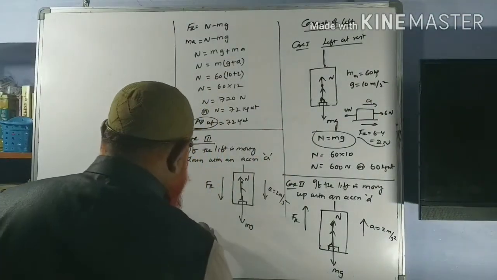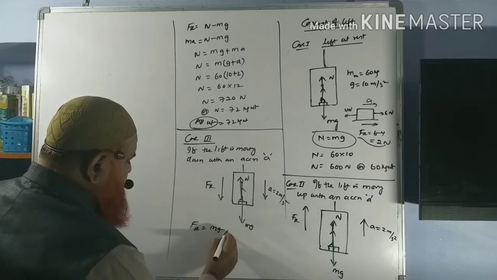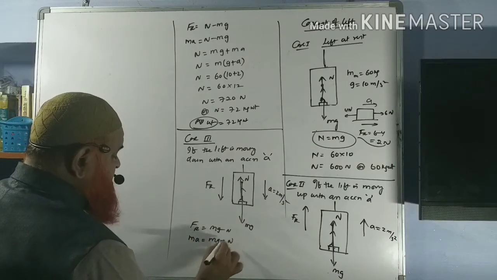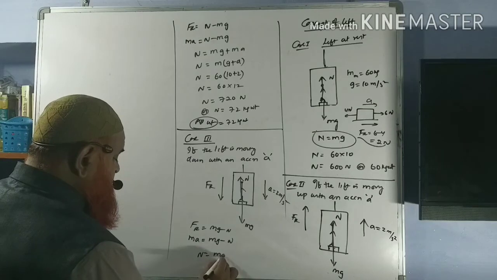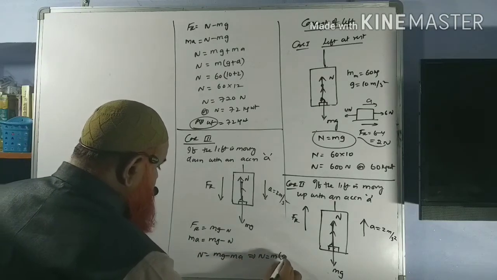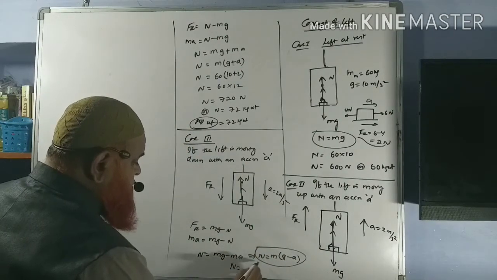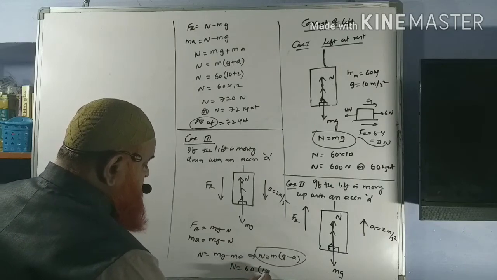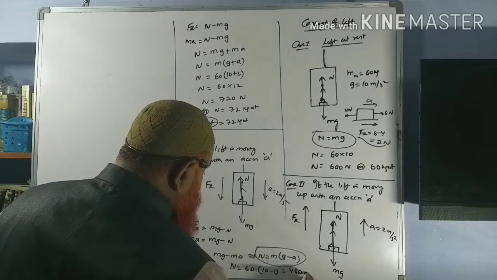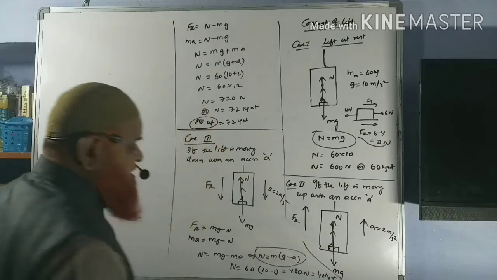In this case, you'll write the resultant force is going to be mg minus N, and the resultant force is ma, which is equal to mg minus N. So N, if you consider, you'll be getting mg minus ma. This implies that N is equal to m into (g minus a). So this is the apparent weight when the lift is moving down. And what is its value? It is 60 into (10 minus 2), that is equal to 480 newtons, or it can be 48 kg weight.